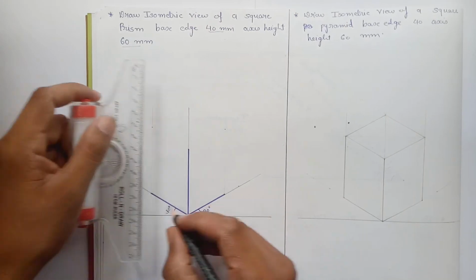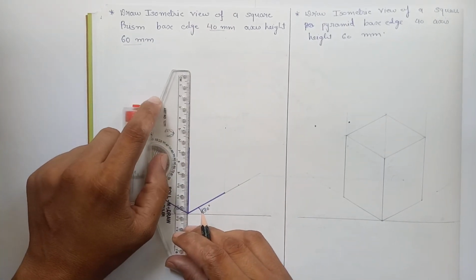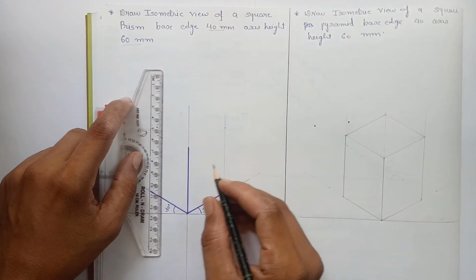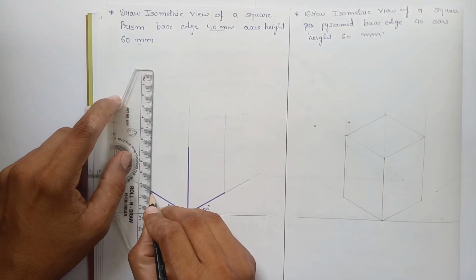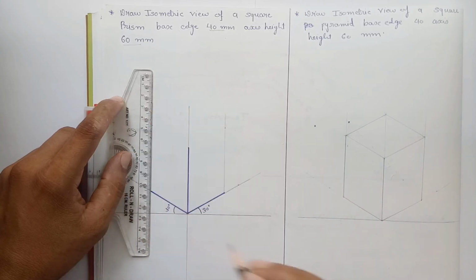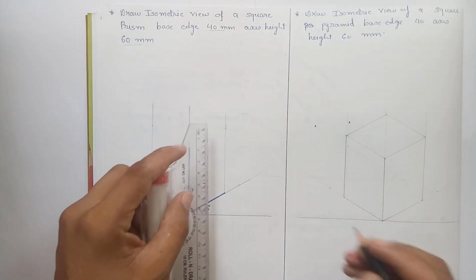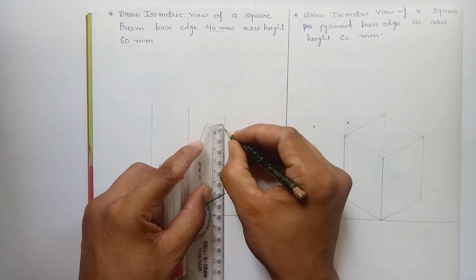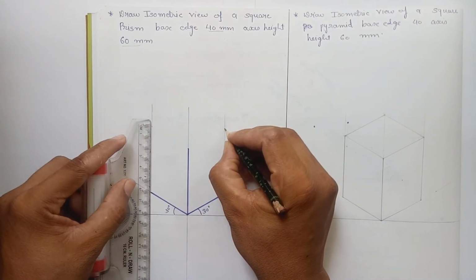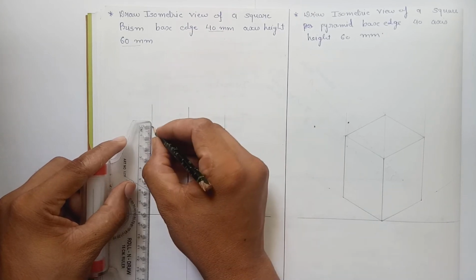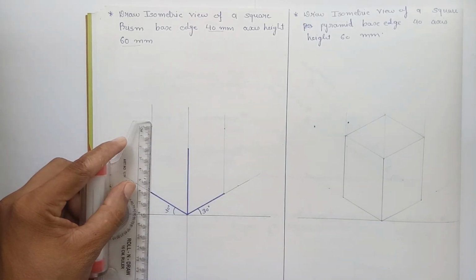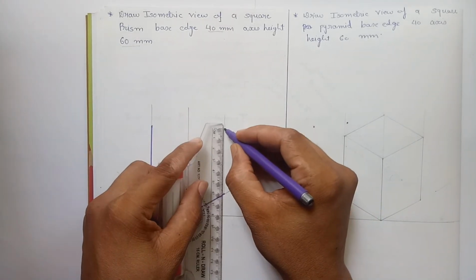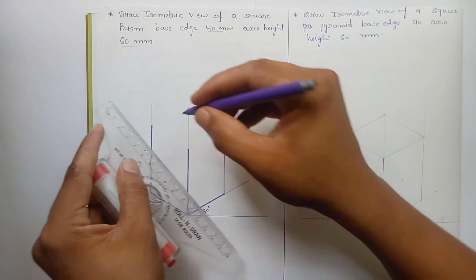Now draw lines parallel to this line from these two points, 1 and 2. So we have to draw lines parallel to this line from point 1 and 2. Now again measure 60 mm on both these lines, mark the points at 60 mm, and draw two lines. Join these two edges.